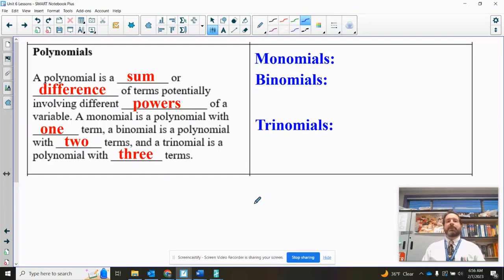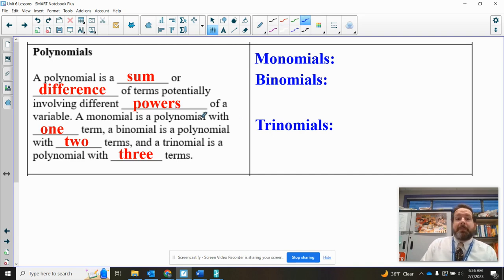Moving on to multiplying polynomials, let's make sure we first understand what a polynomial is. A polynomial is a sum or difference, so plus and minus signs joining together terms, so numbers times variables, that may or may not have different powers of that variable.